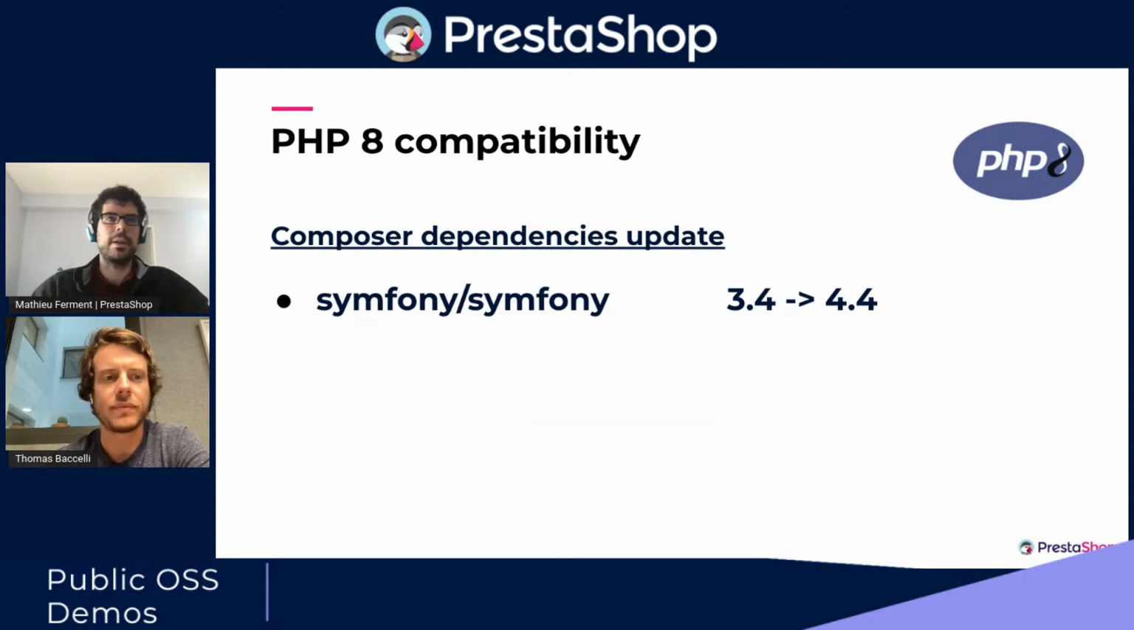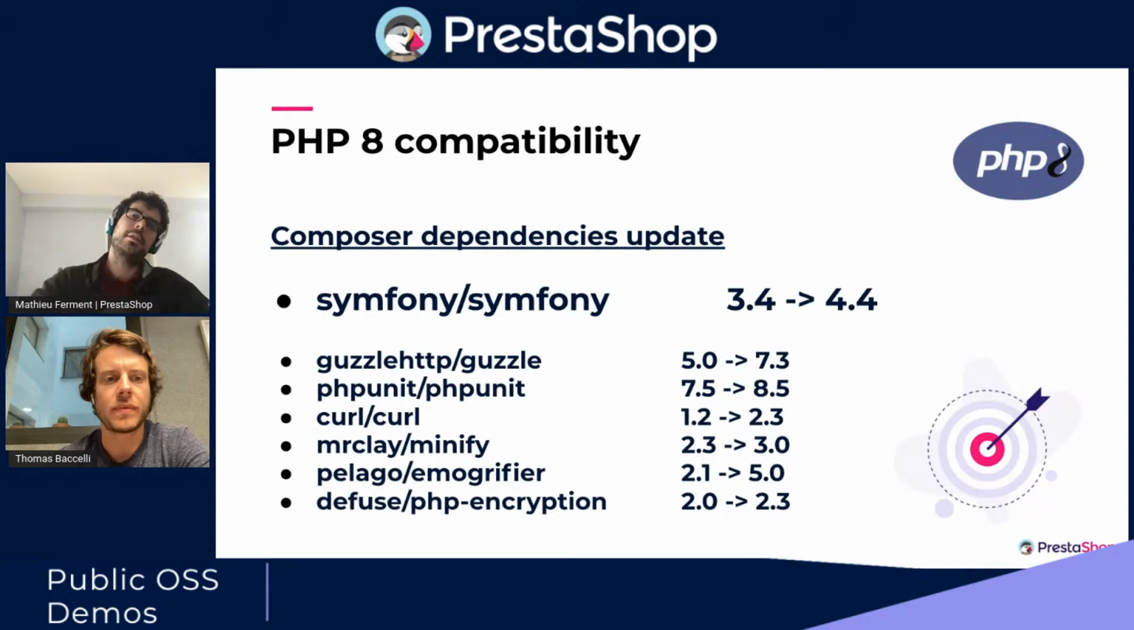So we jumped from version 3 to version 4. There are some important changes that have already been presented in the demos 2 months before, and they can be found. Every demo is recorded, so it's something you can find. And then there are some other dependencies, because when we wanted PHP 8 compatibility, we needed to upgrade these dependencies to a new version, because only the new versions were compatible with PHP 8. Among the most important ones, there is Guzzle, version 5 to version 7. PHPUnit switched from version 7 to version 8. Then there's cURL, minify, and so on.